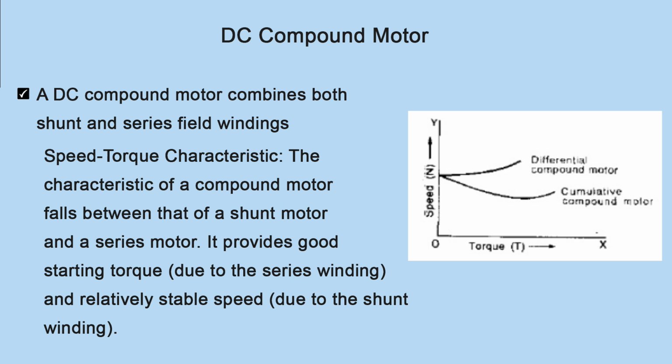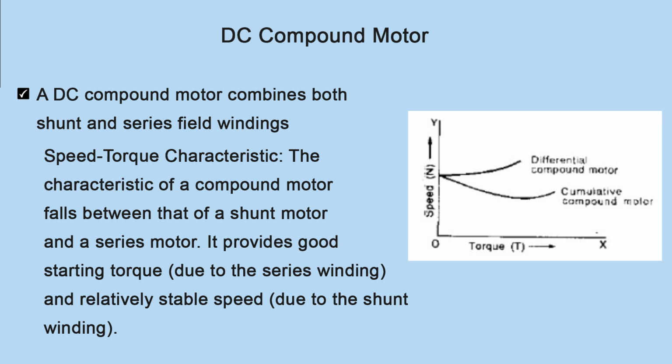The characteristic of a compound motor falls between that of a shunt motor and a series motor. It provides good starting torque due to the series winding and relatively stable speed due to the shunt winding. And if you talk about the speed-torque curve, it is a mix of the characteristics of shunt and series motors, with moderate speed variation as torque changes.